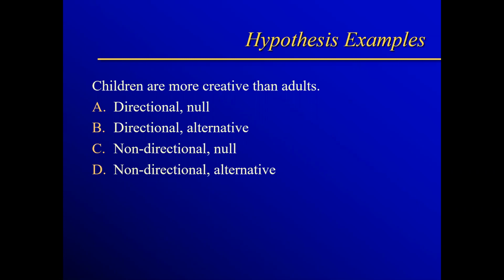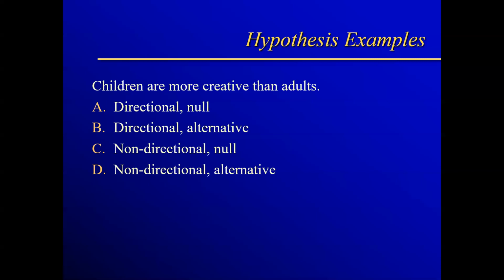All right, from the people who responded, I am seeing a majority of the correct answer, which is B. It is directional because we're saying, hey, children are greater than adults. And it is alternative because we are saying they are different. We're not just saying, hey, children are different than adults in creativity. That would be a non-directional one. What we're actually saying is, hey, children are actually more creative. We're giving a direction. We're saying one is greater than the other, not just that they're different.